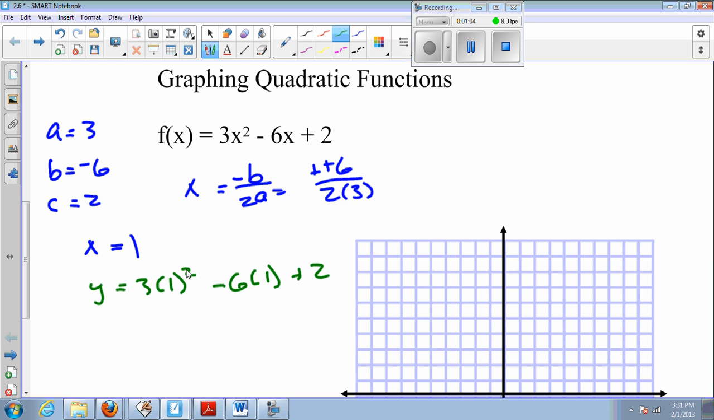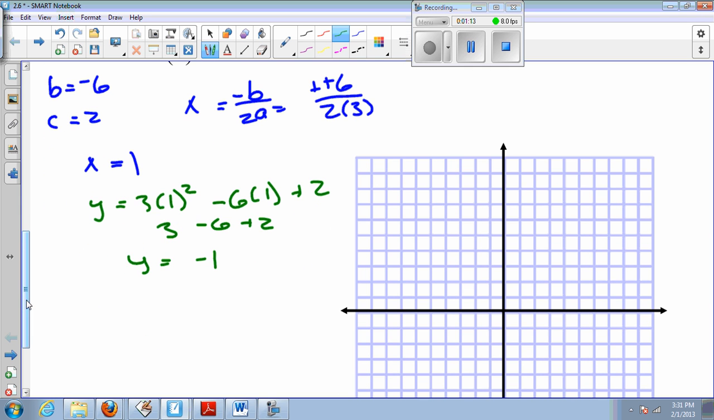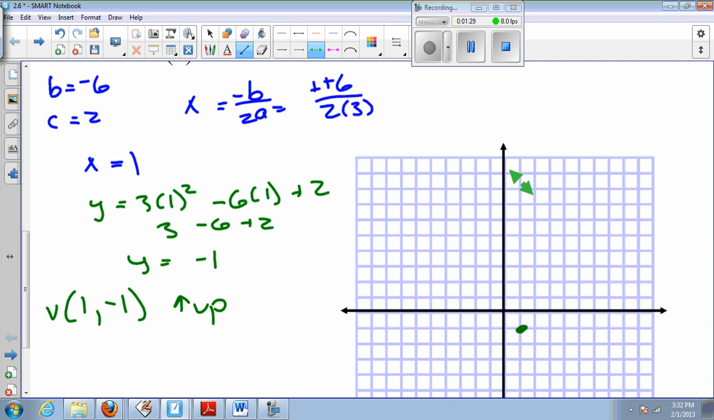One squared is 1 times 3 goes to 3, minus 6 plus 2. So y is negative 1. So our vertex is 1, negative 1. Our a value was 3, so it opens up. So we start by plotting the point, our vertex. Draw our axis of symmetry to make it easier to graph.